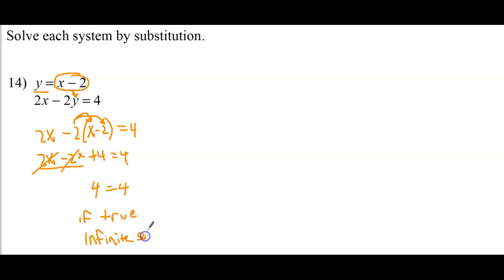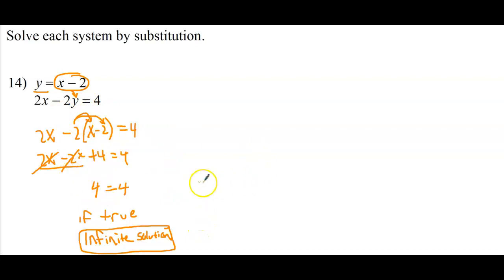In other words, there's more than one answer. In fact, there's an infinite number of answers to this system of equations. There's a whole set of points where if you plug the same numbers in for x and y, it'll work for both equations.